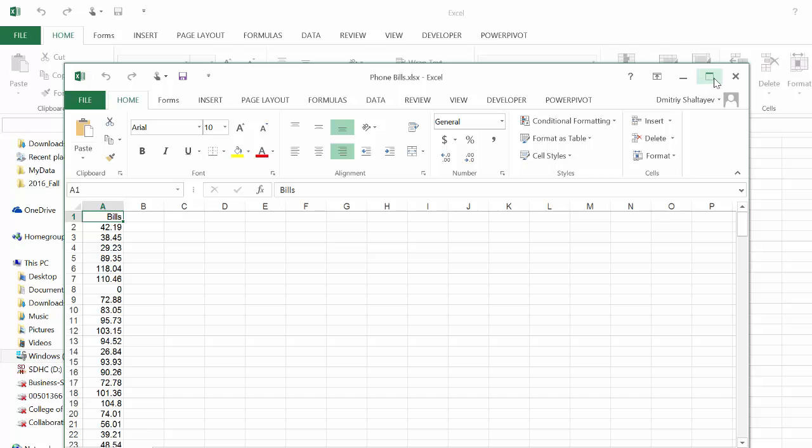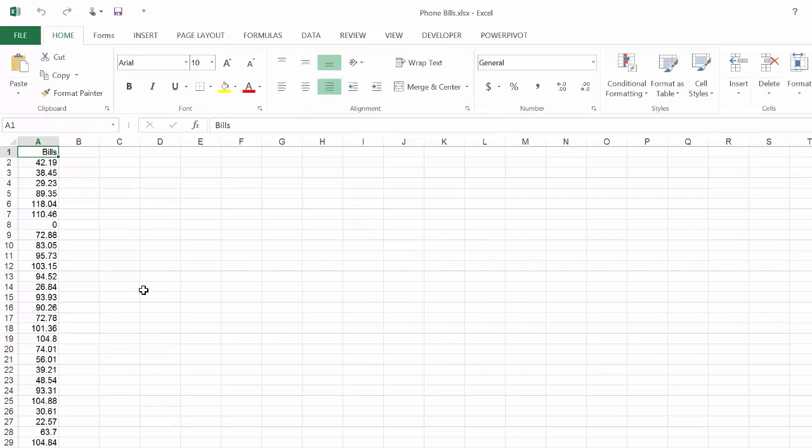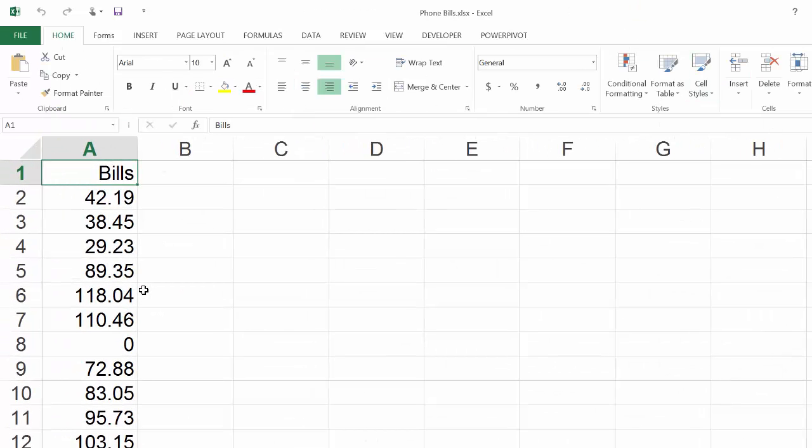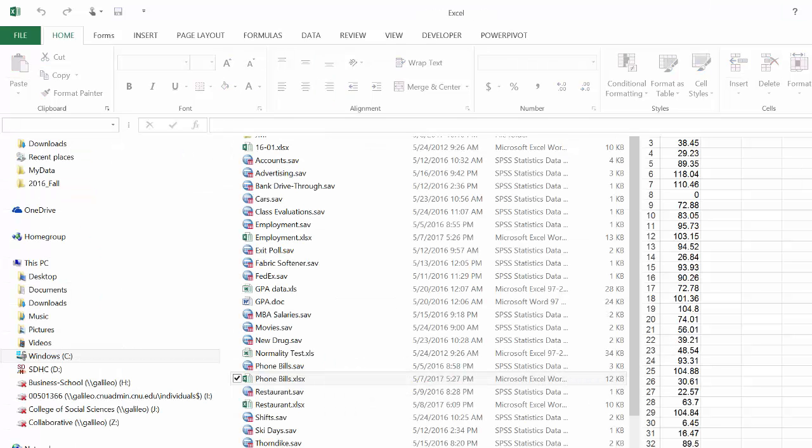And there is my Excel data set. Let me make it bigger. Oh, it's not showing. Okay, hold on, give me a sec. That's what I was afraid of, it's not showing.